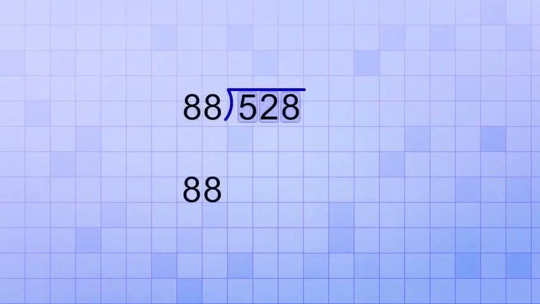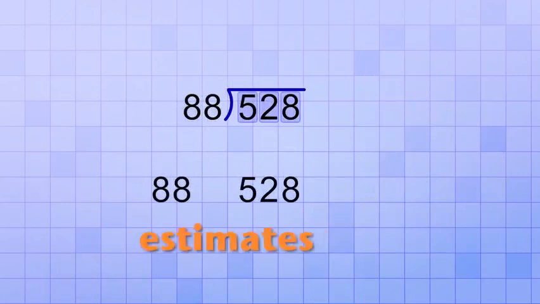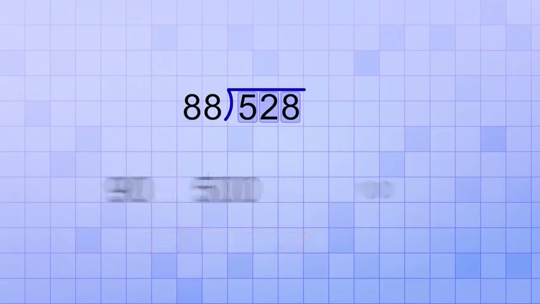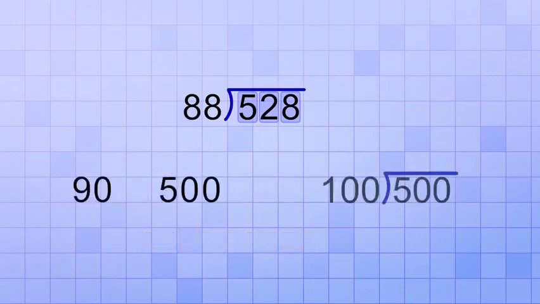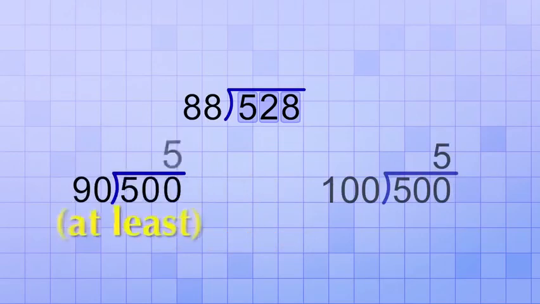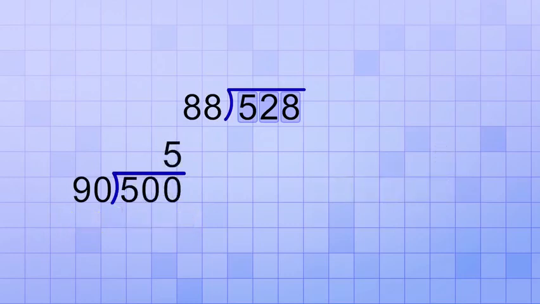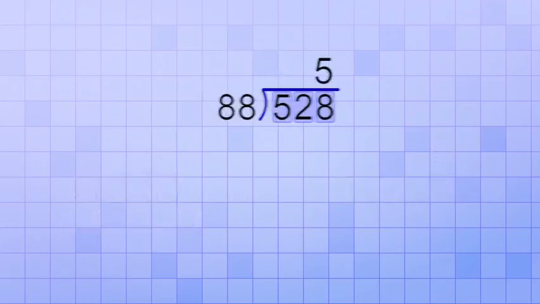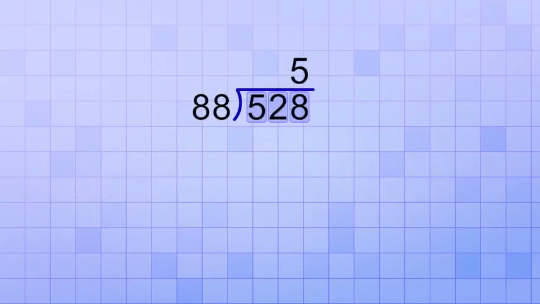The numbers 88 and 528 are kind of hard to work with. But if we made estimates of those numbers, like if we changed them to 90 and 500, that would make it easier to estimate the answer. Since 100 would divide into 500 exactly 5 times, that means that 90 will divide into 500 at least that many times. So let's make 5 our first estimate for the answer. To check to see how good that estimate is, we multiply 5 by 88 and then subtract that from 528 to see what the remainder is.